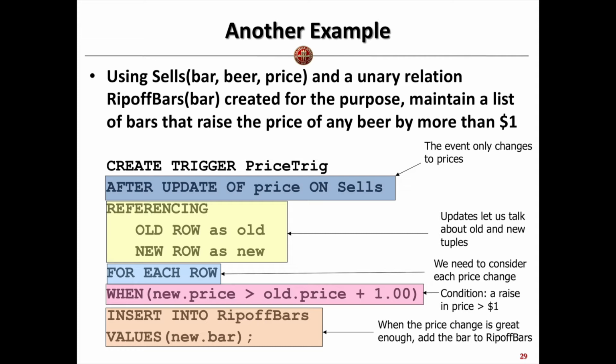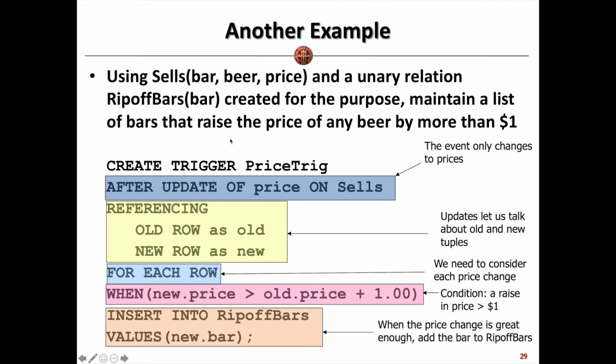Okay, right now I hope you have the answer on your paper already. Let's do this trigger together. So in this trigger, we will create a new relation. In this relation, we only have one attribute, the bar. And inside this relation, we have a list of bars. The bar has a condition, right? The bar raises the price for any beer by more than $1.